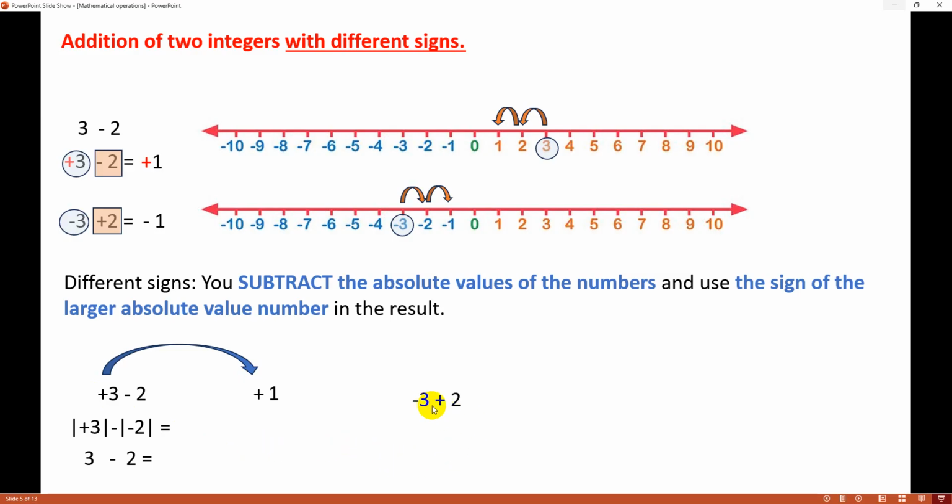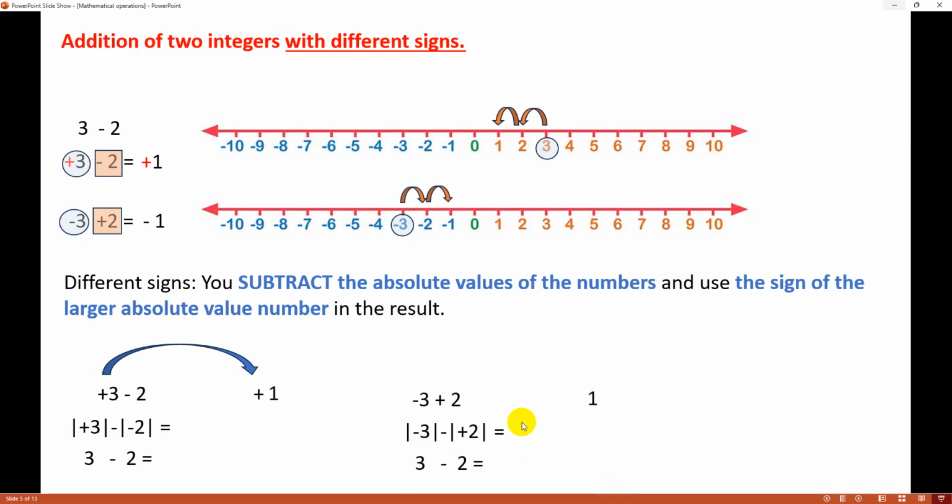Now you have negative 3 plus 2. Same thing, you take the absolute values of each one, which would be absolute value of negative 3 is positive 3, absolute value of positive 2 is positive 2, and you subtract them. Again, I repeat, whenever you start with different signs, you're going to subtract their absolute values. 3 minus 2 is 1.